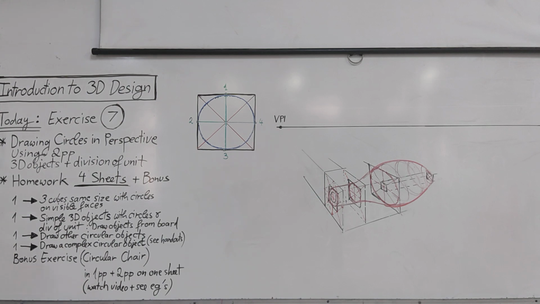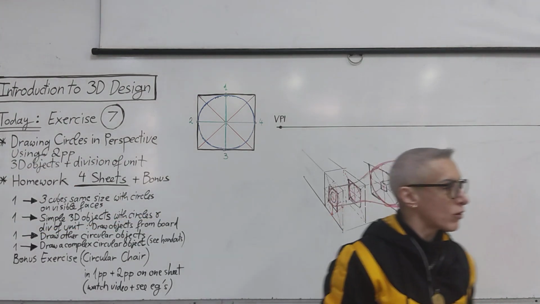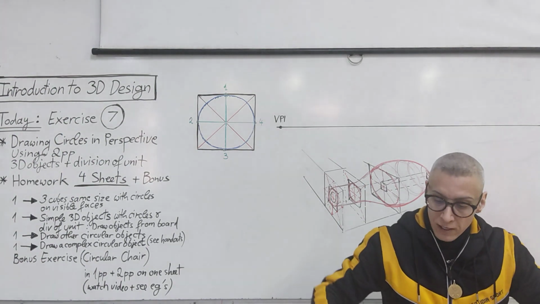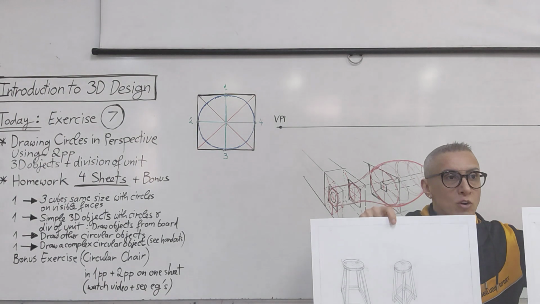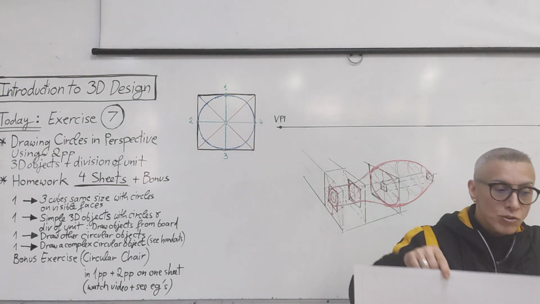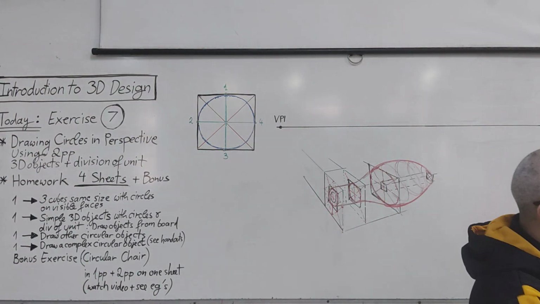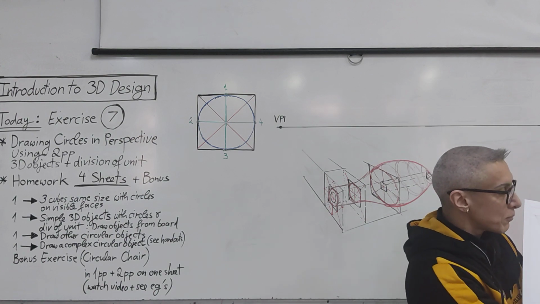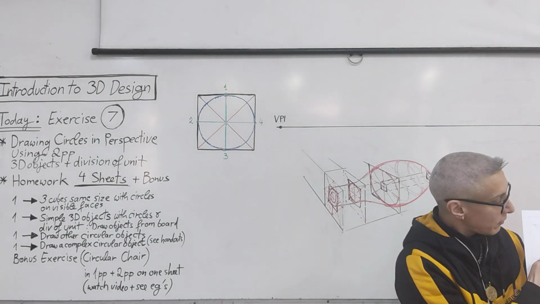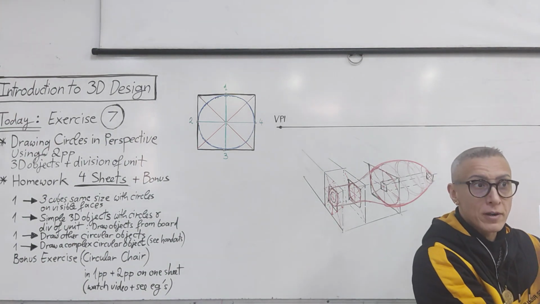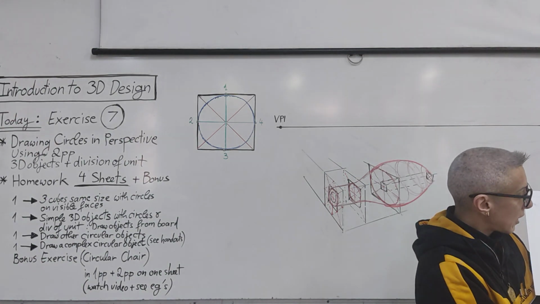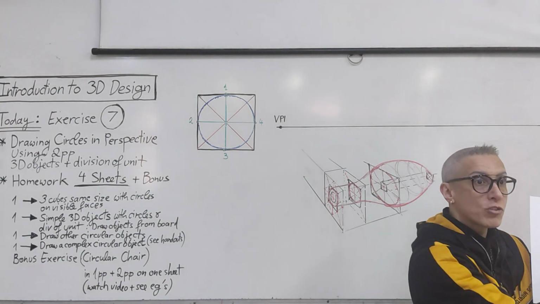For the bonus exercise, I will put pictures of the circular chair in a folder for you, and here are examples, okay? So you must be very careful with the proportions. For example, this is here in 1-point perspective using 1 point. This same chair is drawn in 2-point perspective on the same paper. You need to be careful with the proportions.